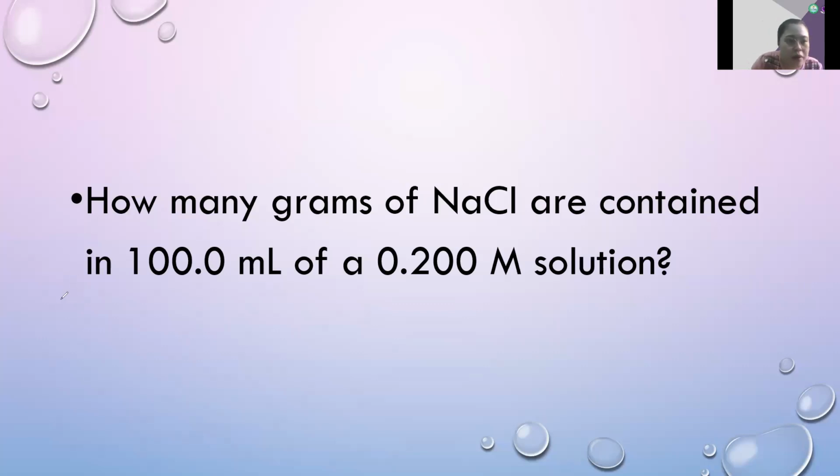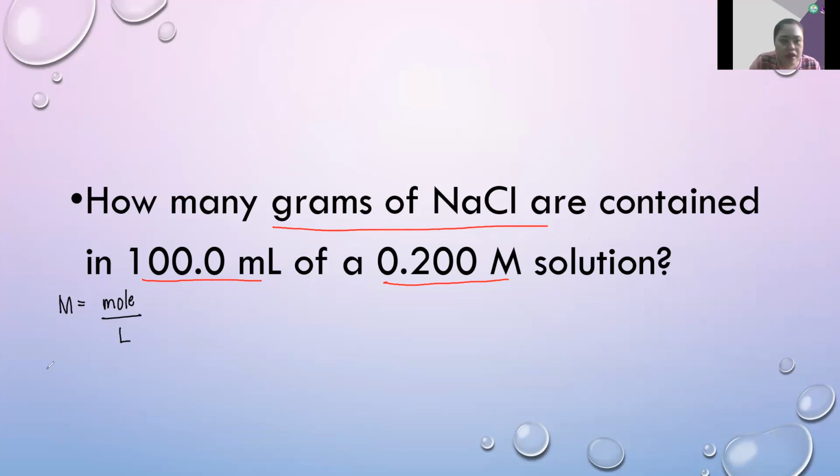Let's go back to our formula. Molarity is equal to moles of the solute divided by liters of solution. And if we look at the problem, we have the given for the molarity, 0.200 molar, and then the volume, 100 ml. We just need to convert this to liters. The mole is not given in the problem, but what is asked is the grams of our solute, which is sodium chloride.